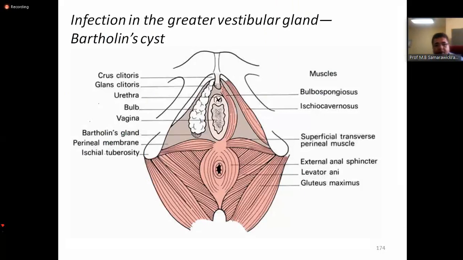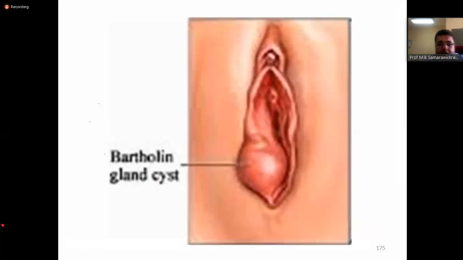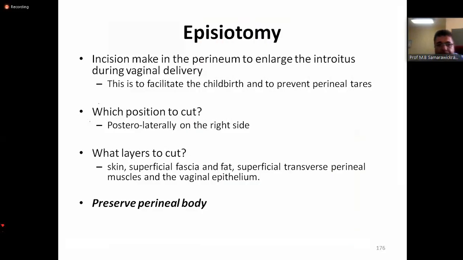Right. In the female perineum, the important gland is the Bartholin gland, which can enlarge and become infected in some individuals. When it is enlarged, it is called a Bartholin cyst. When it is infected, it is called a Bartholin abscess. So this is the Bartholin gland within the superficial perineal space. Now, that is the enlarged Bartholin cyst. That is called a Bartholin gland cyst.